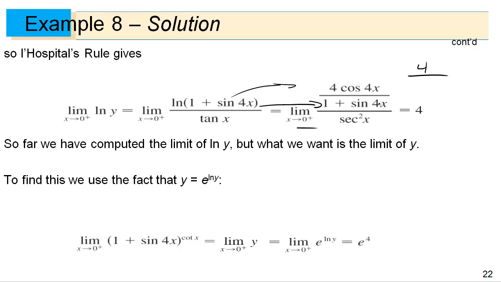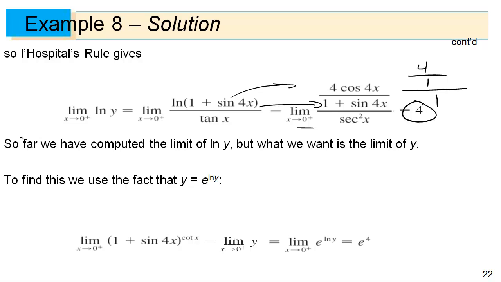On the bottom, sine of 0 is 0, and this is 1 plus 0 is 1, divided by, okay, secant. Secant is 1 over cosine. At 0, cosine is 1. So we get 1 squared. 1 over 1 squared is 1. We get this whole thing over 1. So 4 over 1, which is 4, all over 1, 4.